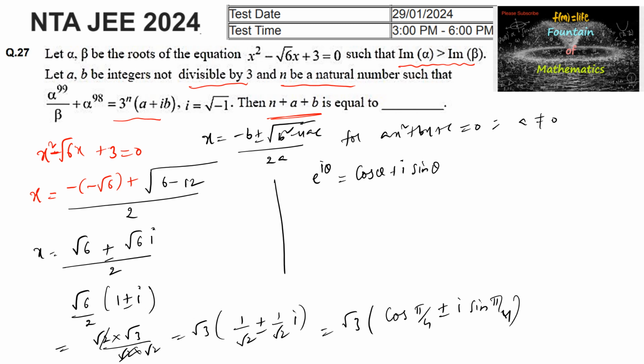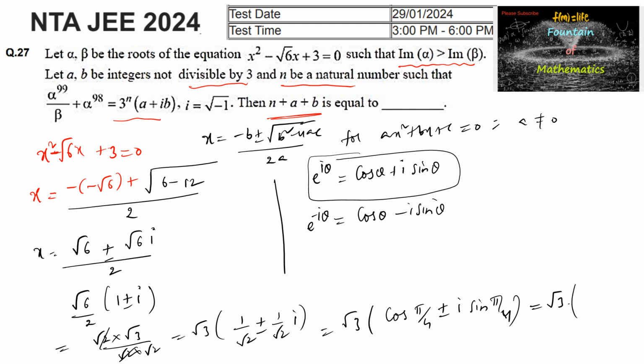So you are getting two values. So root 3 times of, according to this concept, we can write e power i theta, and e power minus i theta is equal to cos theta minus i sin theta. So one can be taken as root 3 times e to the power of i pi by 4, and another one we can consider root 3 times e power minus i pi by 4. So one can be considered as alpha, and another one we can take as beta. So alpha is root 3 times e power i pi by 4, and beta is root 3 times e power minus i pi by 4.